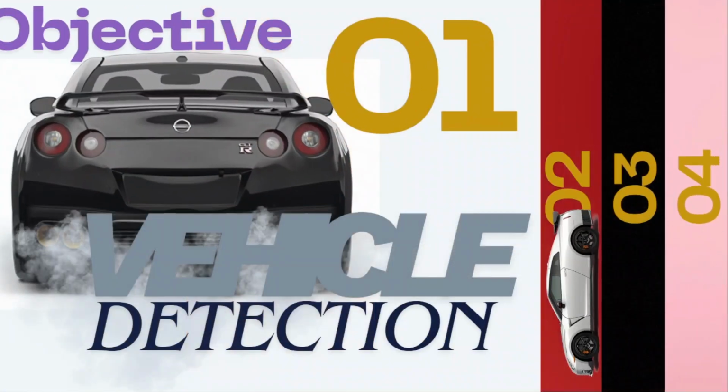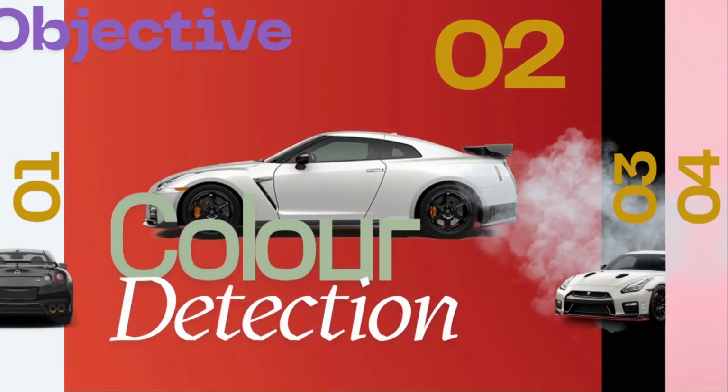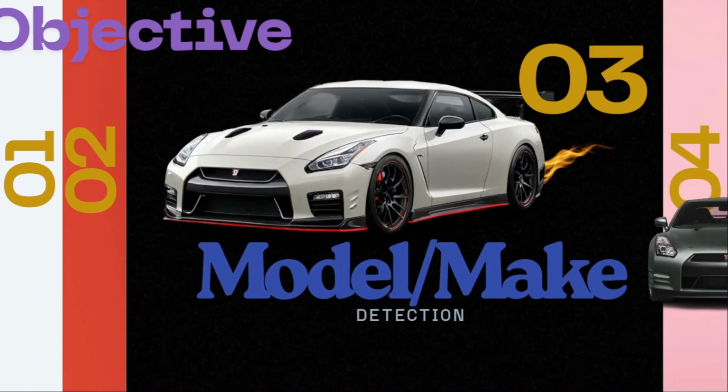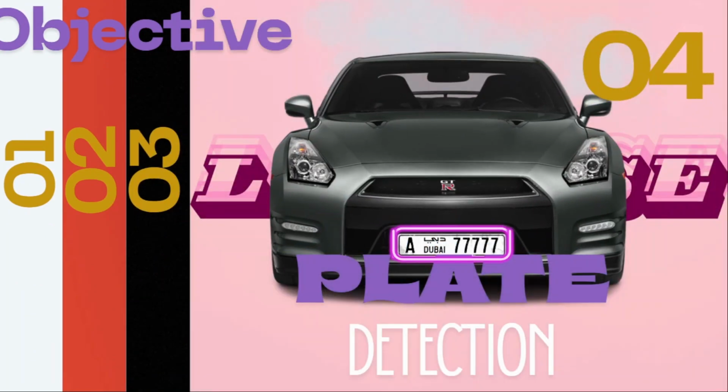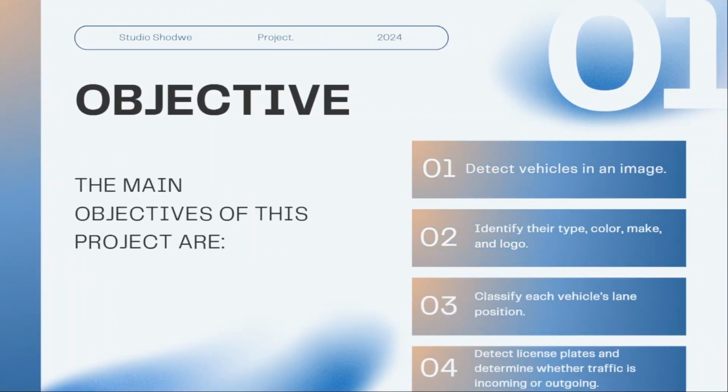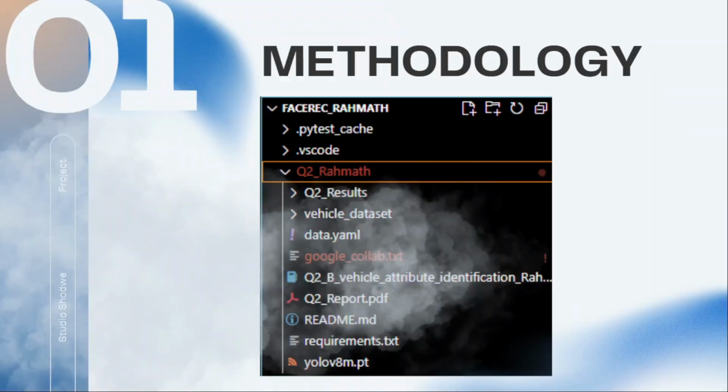These are the following objectives: vehicle detection, as I said earlier, color detection of the vehicle, the model of the vehicle, the make, as you can see in the slide, and license plate detection. Just for reference, I have listed these objectives on the screen. Okay, we move on to the methodology. Let's look at the system workflow.